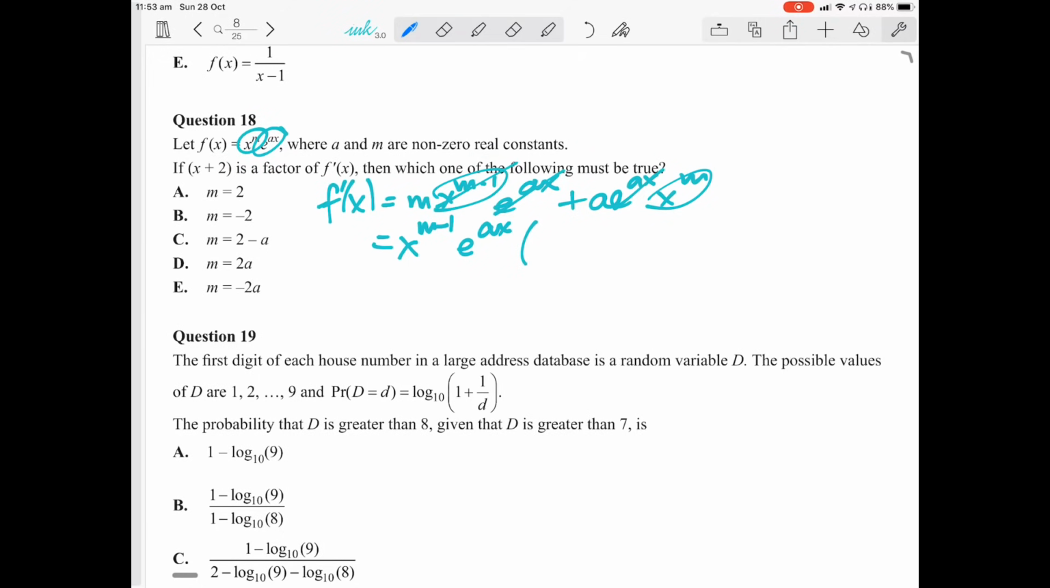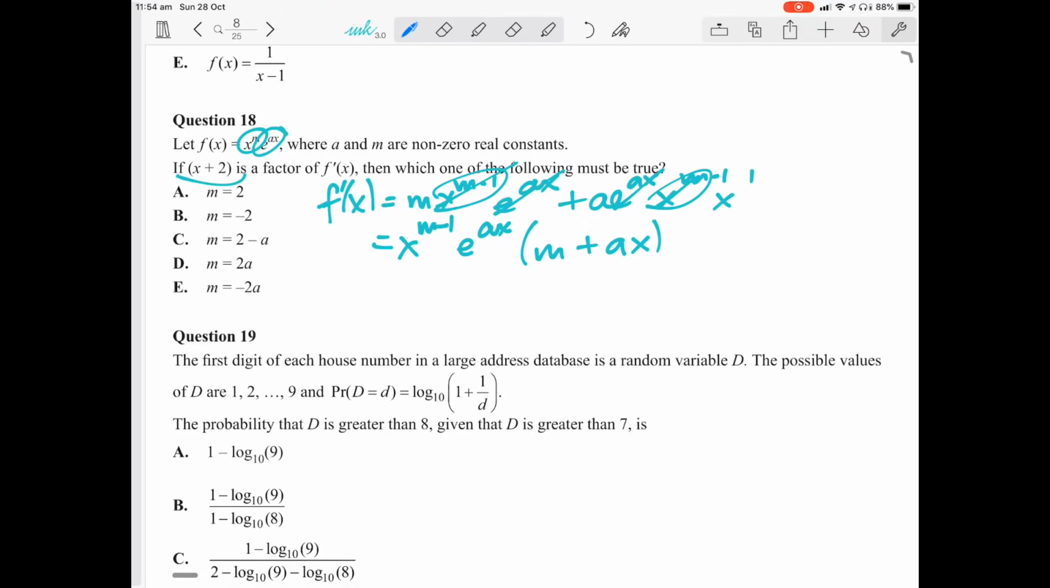If I take out x to the m minus 1, that disappears, so I'm left with m. If I take out x to the m minus 1, I've got to leave an x behind, so that balances out to just give me x to the m. I don't want to change anything. So I've got plus a x.